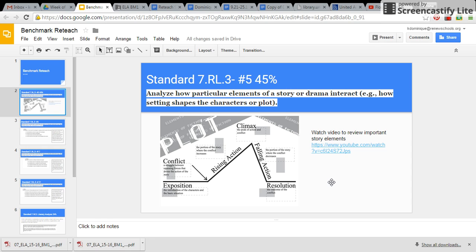It's a vocabulary video that's very, very cute, and it covers all of the important elements of stories. So please pause the video. You may need to copy and paste this URL into another tab, or you may be able to just click it from this slide.